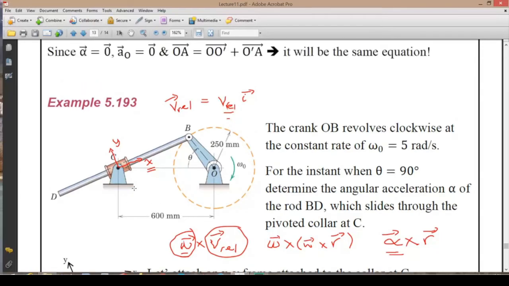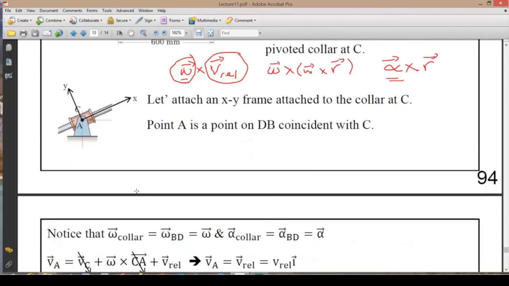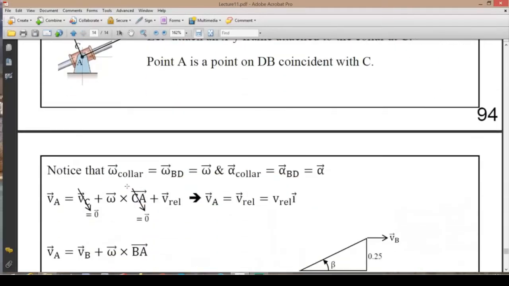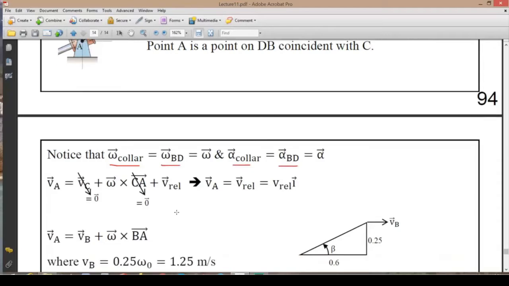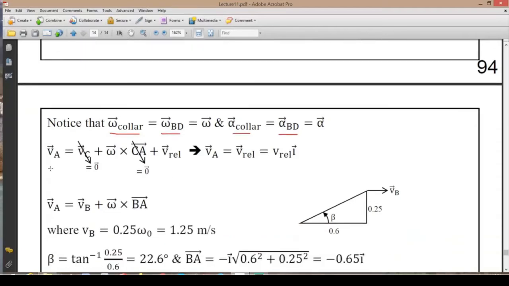Having that in mind, we can start our solution stating that the angular velocity of the collar should be equal to the angular velocity of the BD link, and it goes the same way for the angular acceleration. They should be the same. We can write out the equation for the velocity analysis of rotating frames. Velocity of A equals velocity of C plus velocity of A with respect to C. But since the frame on C is rotating, there's this omega information, and there's this CA vector and V relative.